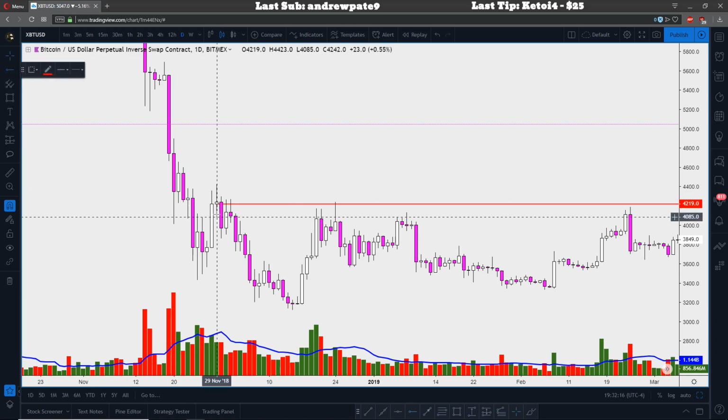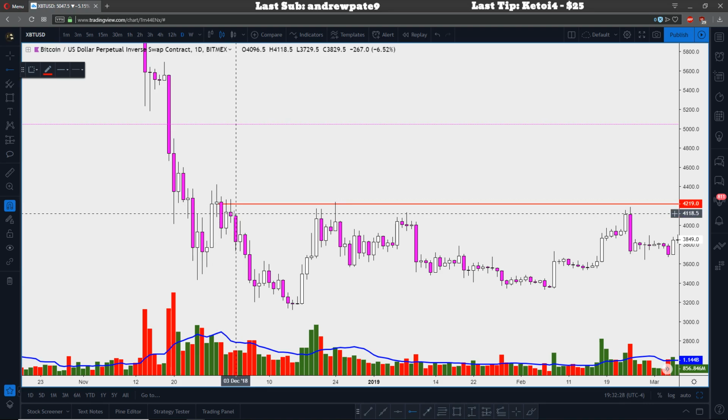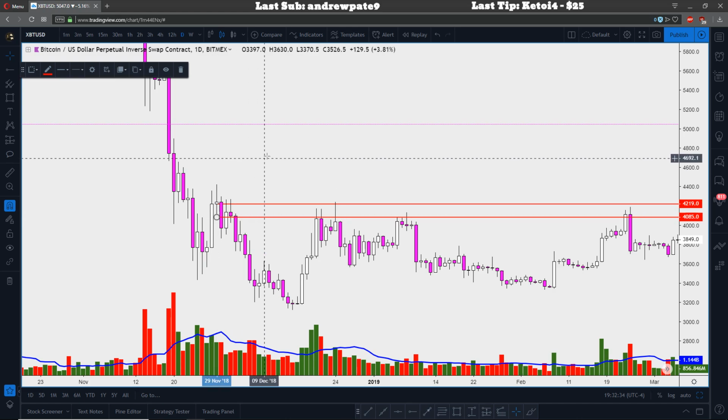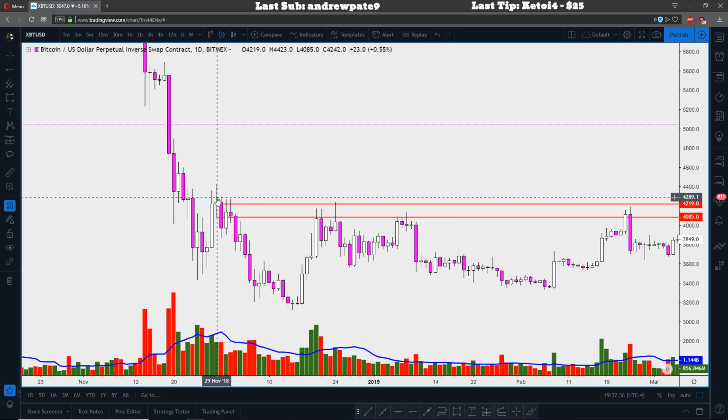You take the low point. So if it's a green candle, it would be the open. If it's a red candle, it would be the close. So you take the low of the doji, the low point of the body, or you can take the low point of the wick. That becomes your resistance point.